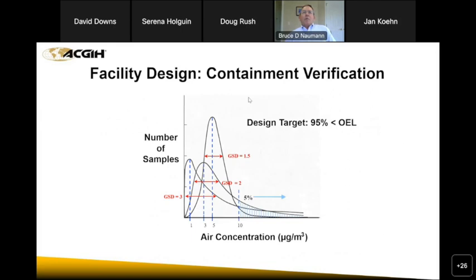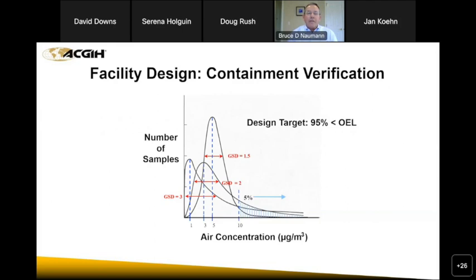And so what happens is they get banded, the engineering controls are recommended, the facilities are built out, and then we have to go and verify that we're actually meeting the limit that we intended. So the design target, basically, is when the industrial hygienist goes out and does the monitoring after it's installed, we want to see the vast majority of samples coming in below the OEL.